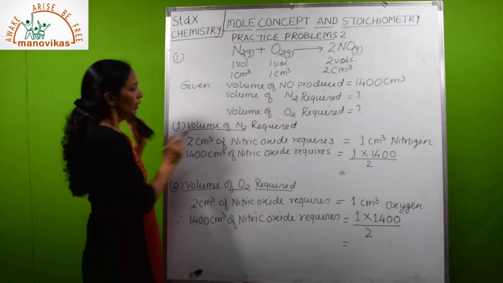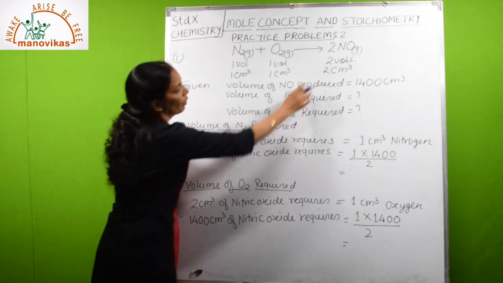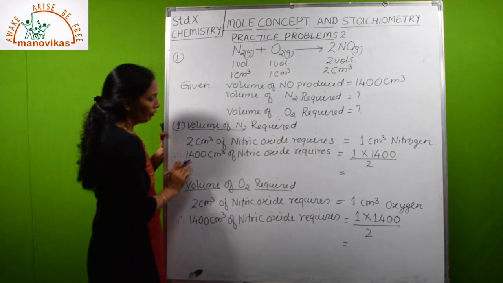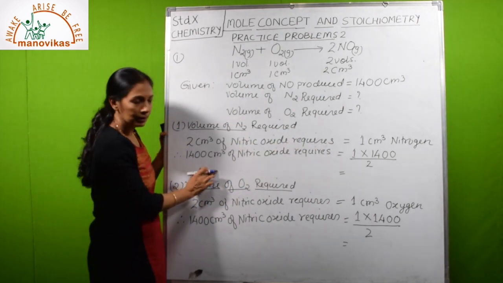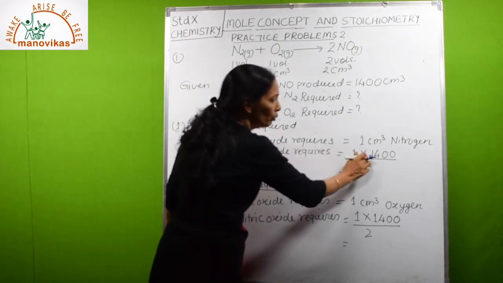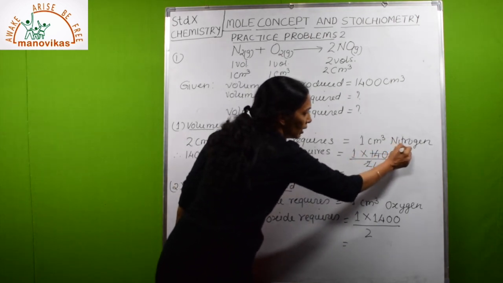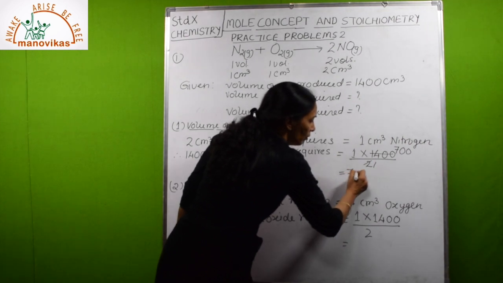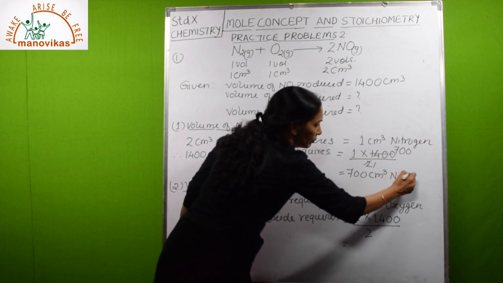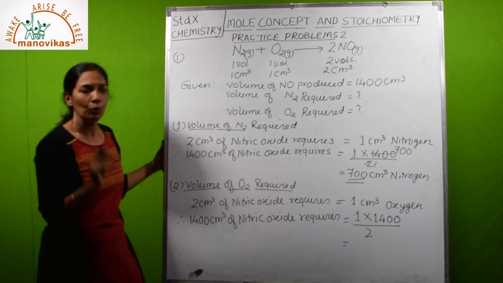So first we will see the amount of nitrogen required. 2 cubic centimeter of nitric oxide requires 1 cubic centimeter of nitrogen. Therefore, 1400 cubic centimeter of nitric oxide requires 1 into 1400 divided by 2. 2 sevens are 14, then 0, 0. So 700 cubic centimeter of nitrogen is required. So this is the amount of nitrogen required.